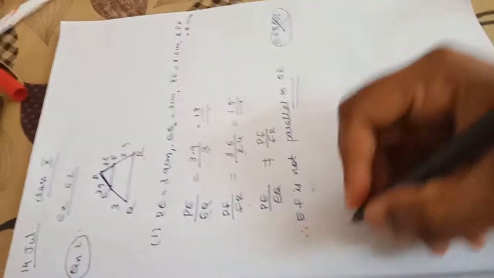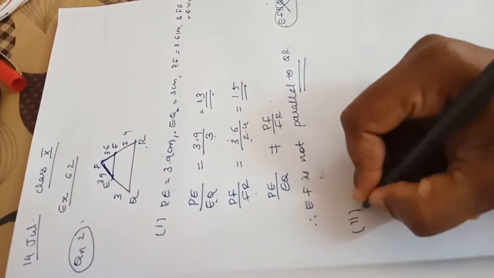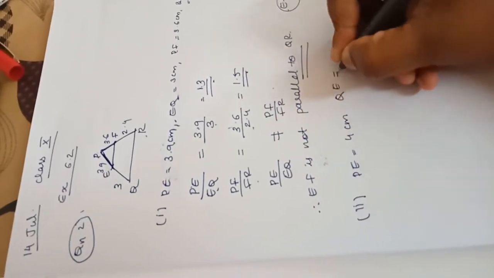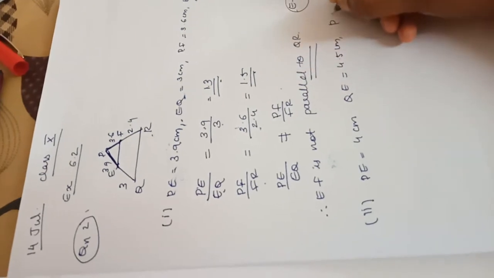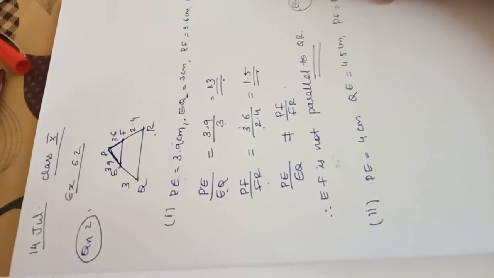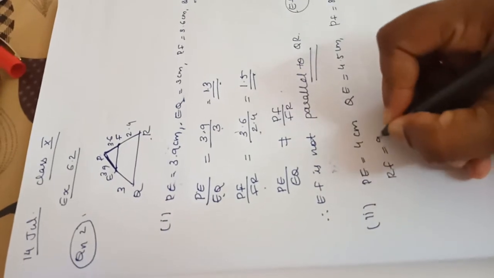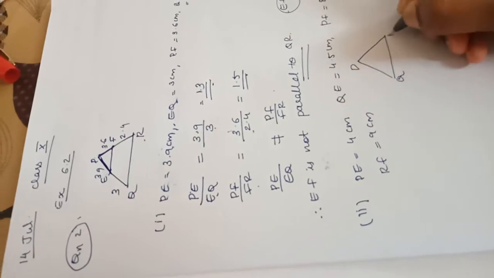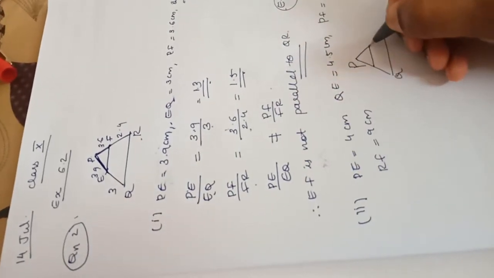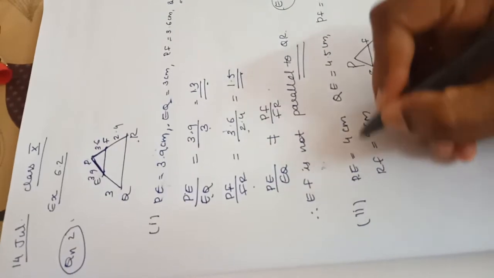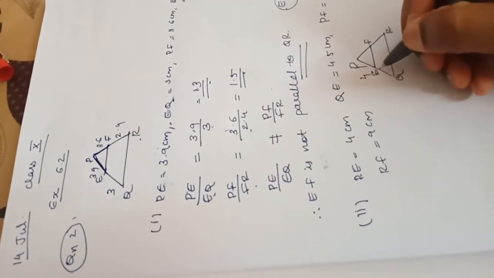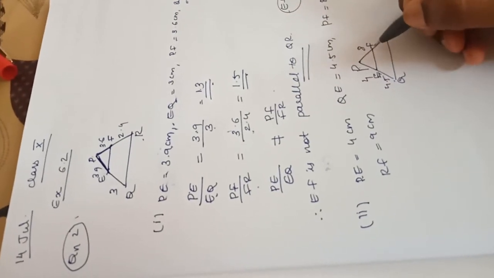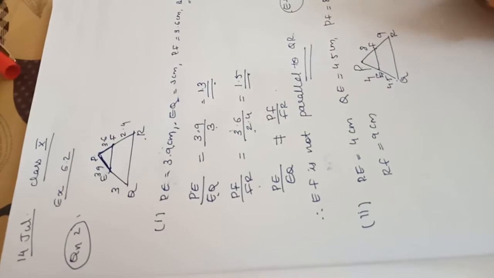Okay, next I am calculating part 2. PE is equal to 4 centimeter, QE is equal to 4.5 centimeter, PF is equal to 8 centimeter, and RF is equal to 9 centimeter. Drawing the figure here, PQR is the triangle, and E and F are 2 points here. So PE, this side, is equal to 4, EQ is equal to 4.5, PF is equal to 8, and RF is equal to 9 centimeter.